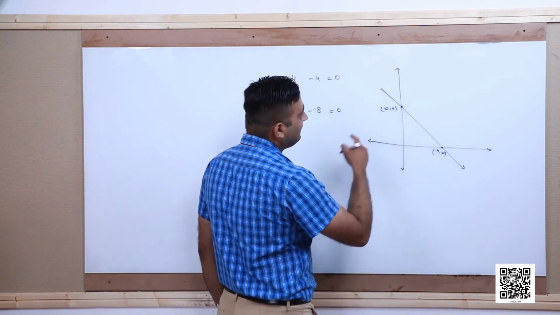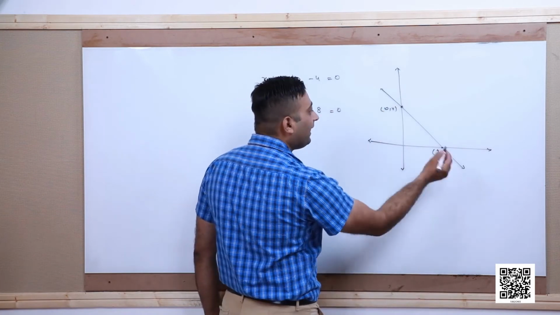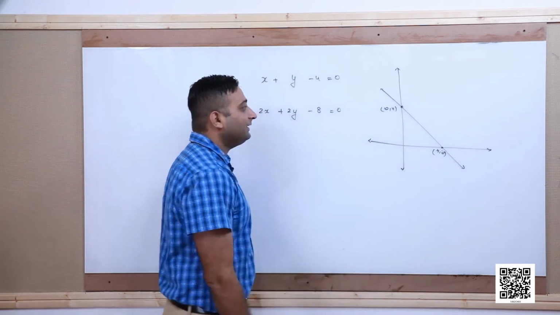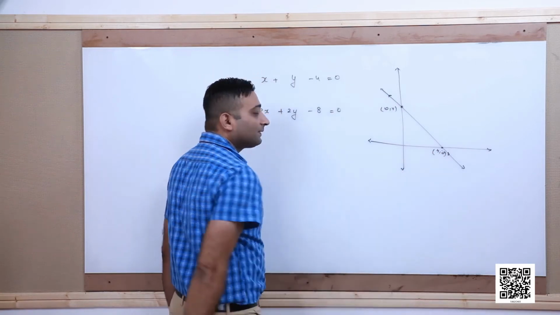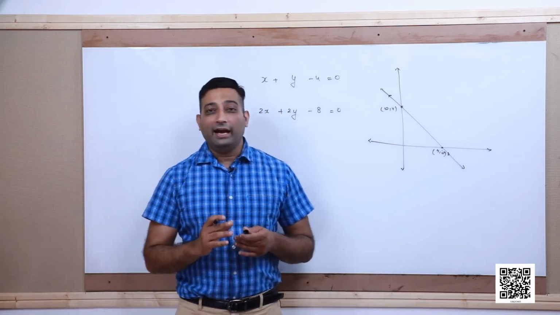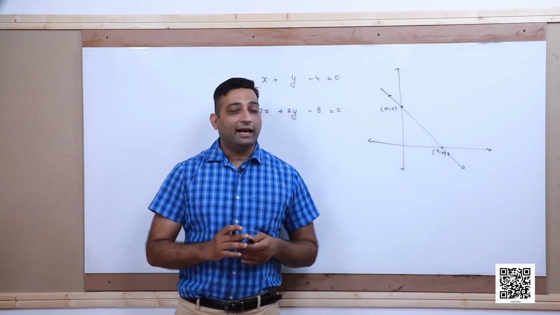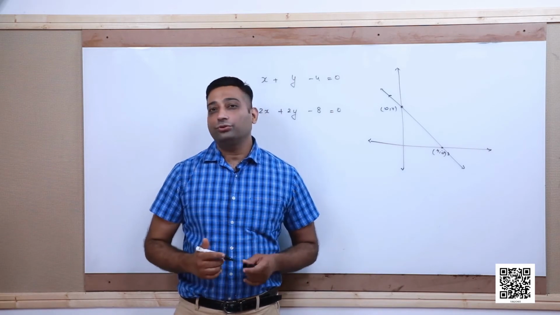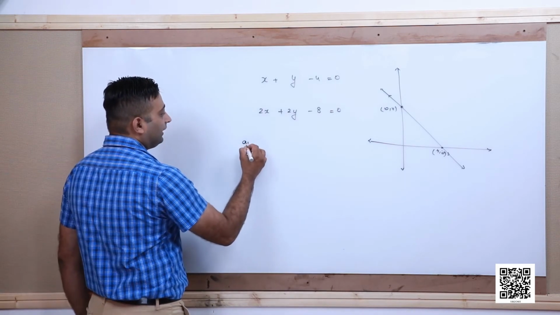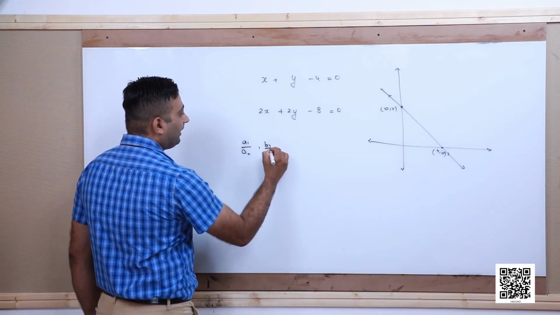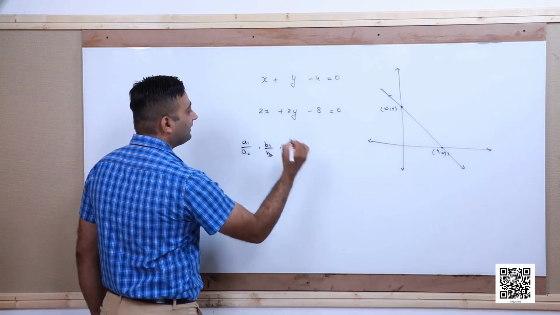We will again see that it will represent the same line passing through (4, 0) and (0, 4). That means the lines are coincident, and in this case they are having infinitely many solutions. Now let us compare the ratios A1 by A2, B1 by B2 and C1 by C2.